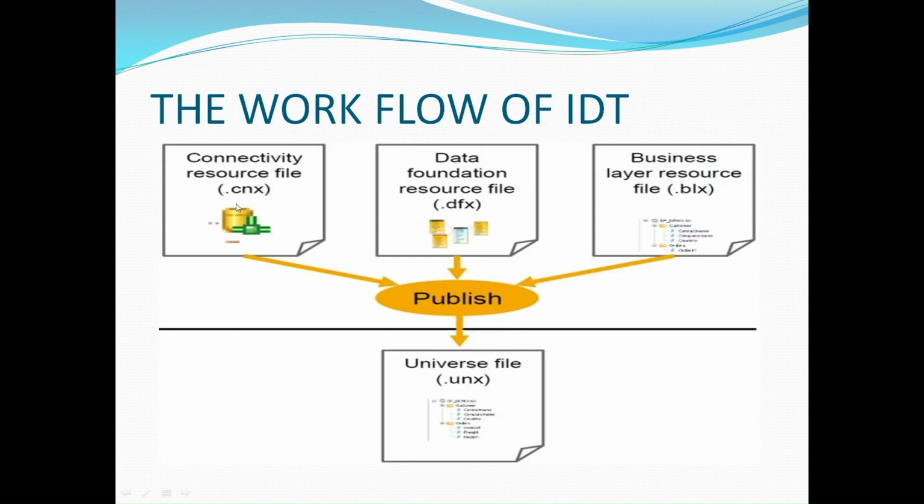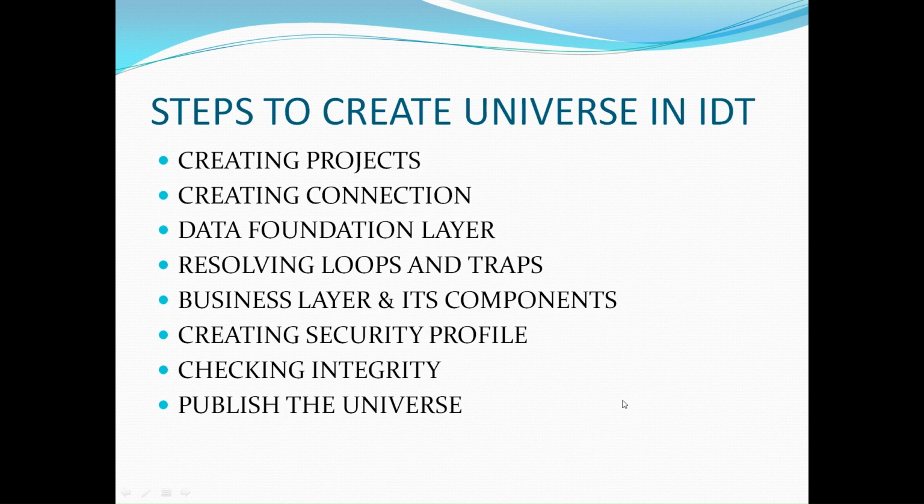How does this IDT work? First is connectivity. First, we need to build the connections. There are a few types of connections which we will also learn about later in the videos. After making connections, we have to make the data foundation. After the data foundation, there is a business layer which we need to create. This business layer is generally about the products, product IDs, or sales, and many things can be stored in this business layer.